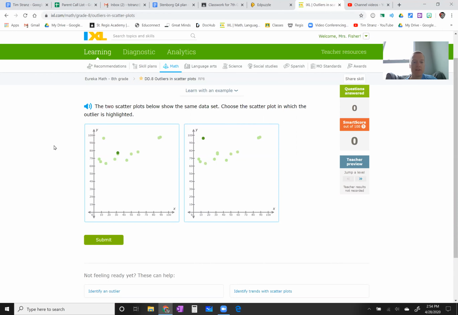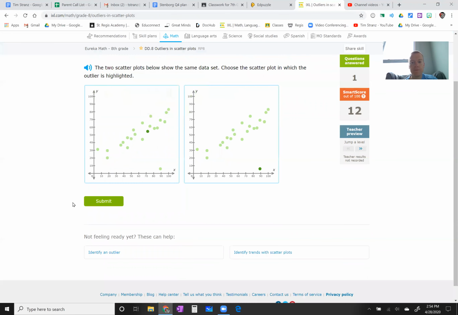So if we look at this first one, this point up here would be an outlier, but they're asking for the highlighted one. So choose the scatter plot in which the outlier is highlighted. They're highlighting this little dot, which is consistent with the rest of the data, so that's not going to be it. This one, that's the dot, right? It's outside of the rest of the data. So that's going to be the one.